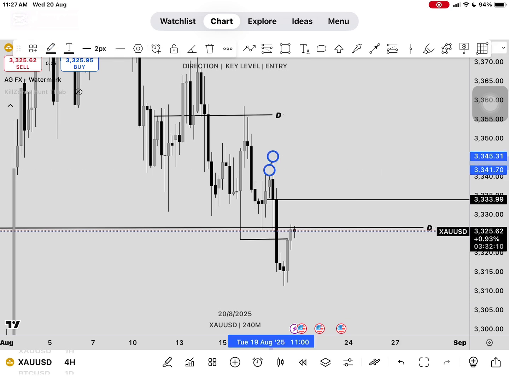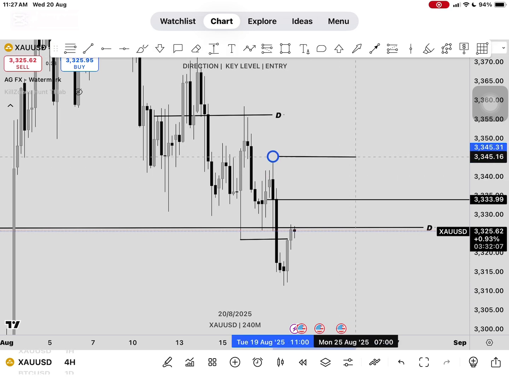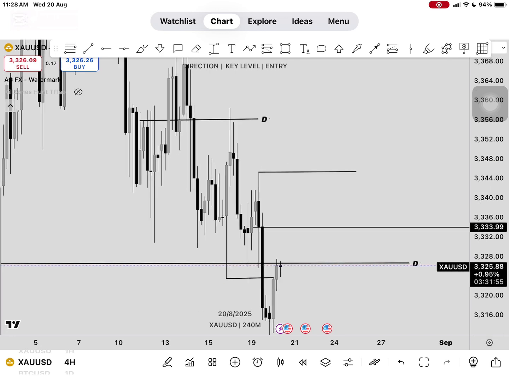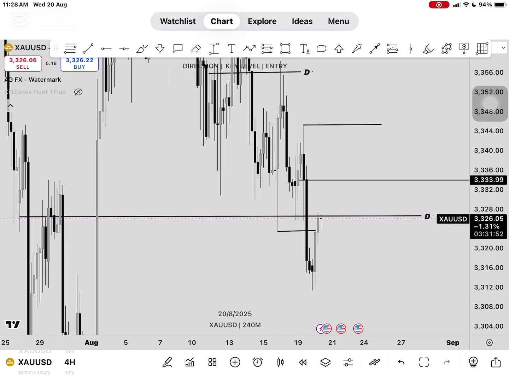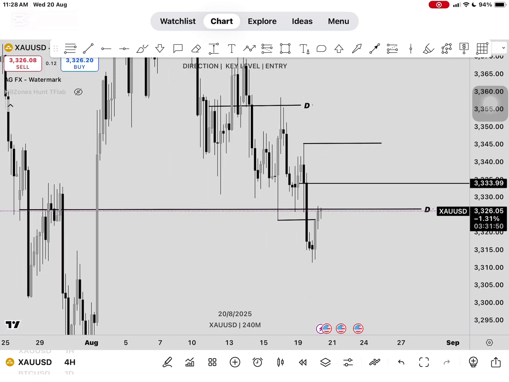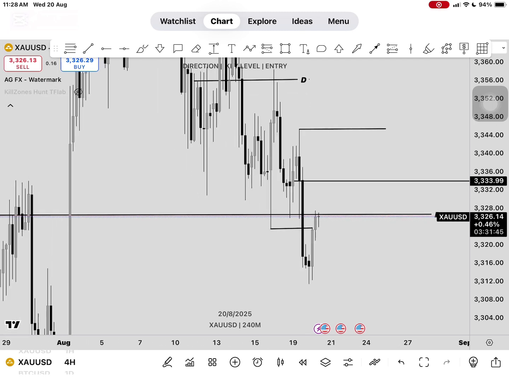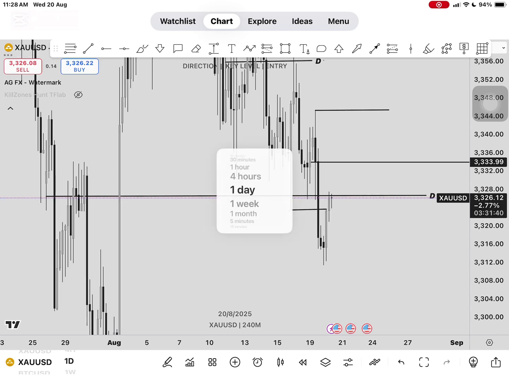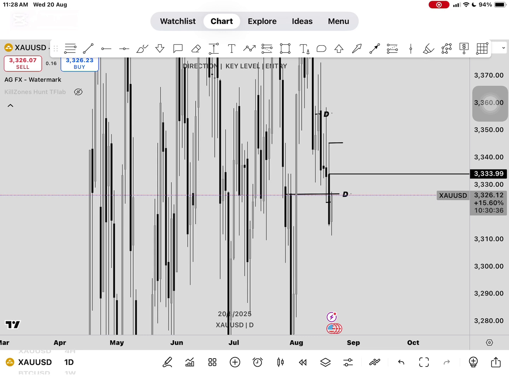So I will wait patiently for what price will do, and if price breaks that high above, then we'll have more buys to the upside. Why? Because we are currently reacting from a daily key zone. And now, if you go to the daily time frame, you see we are also reacting from what? From a QM.